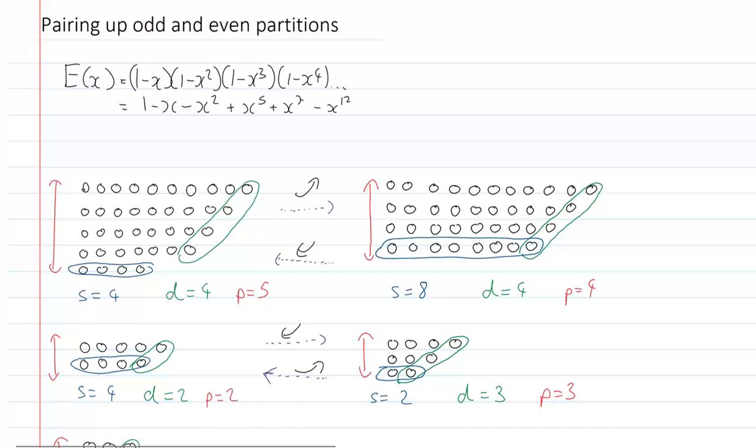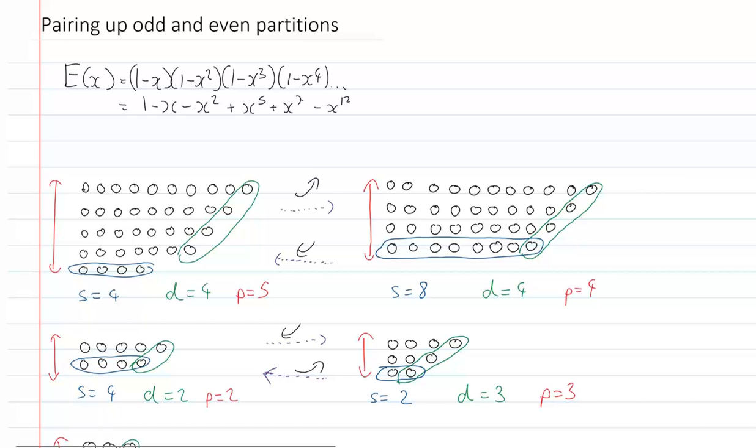Okay, so our next job is to try and understand why so many of the coefficients in this infinite product E of x are 0, and also to see whether there's any way to understand the ones that are not 0. We saw before that the coefficient of x to the n is 0 if the number of ways of partitioning n into an odd number of distinct parts equals the number of ways of partitioning n into an even number of distinct parts.